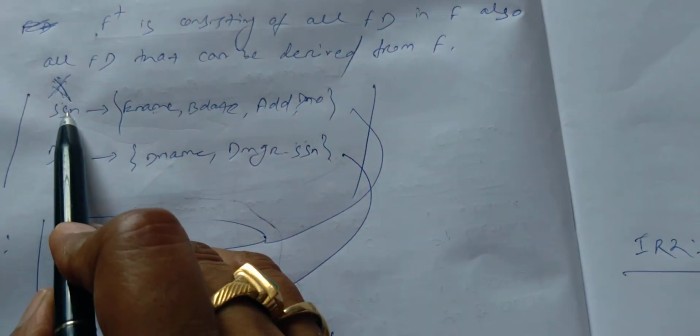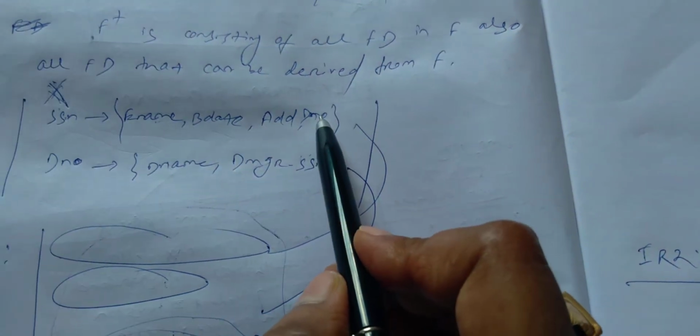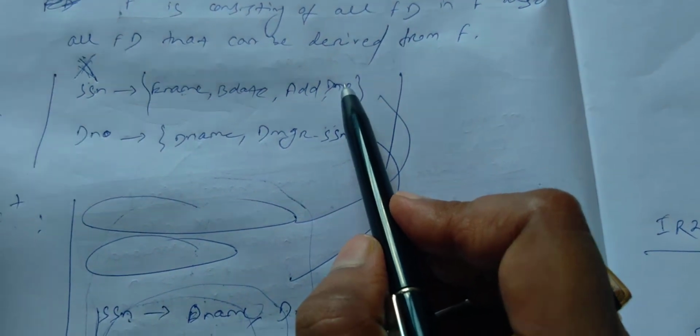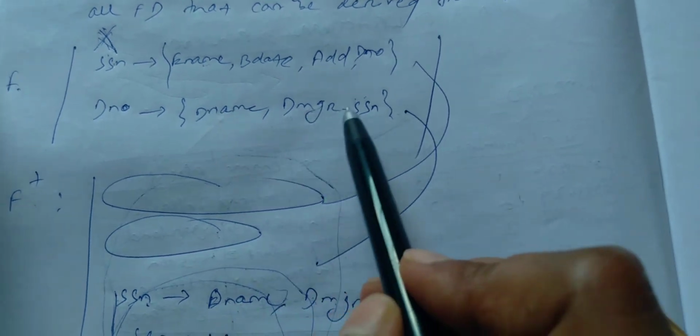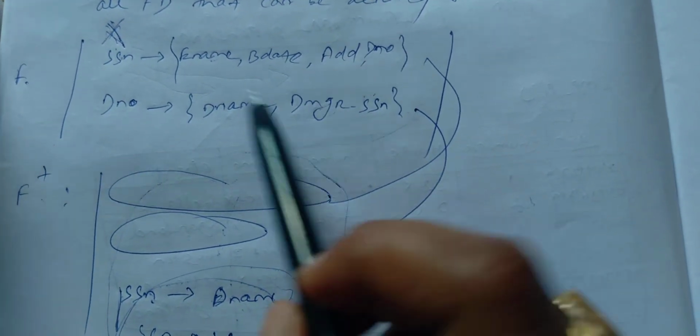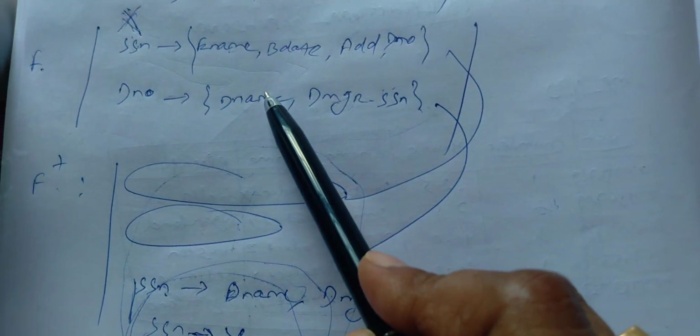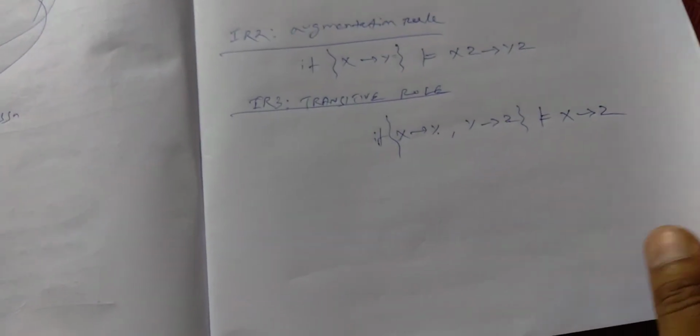Here this is x, this is y. Okay, y determines, say, z, then x can determine z. So this was one example of transitive dependency. We'll see further examples using this.